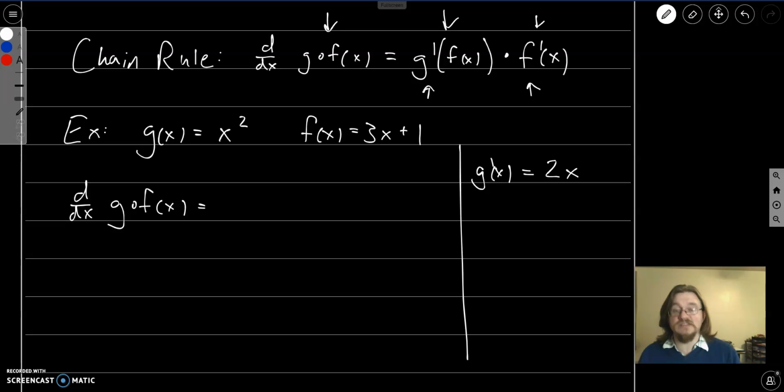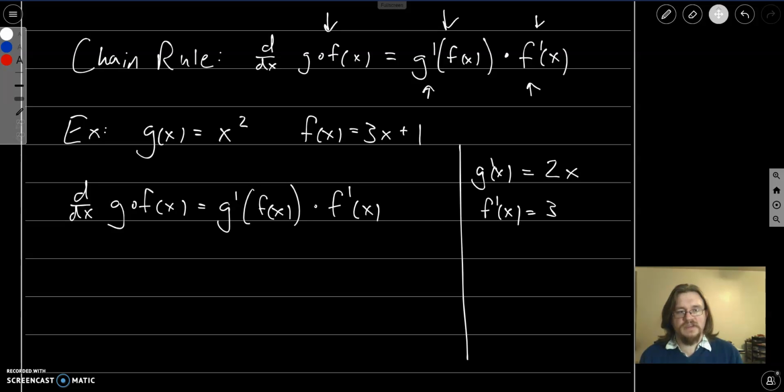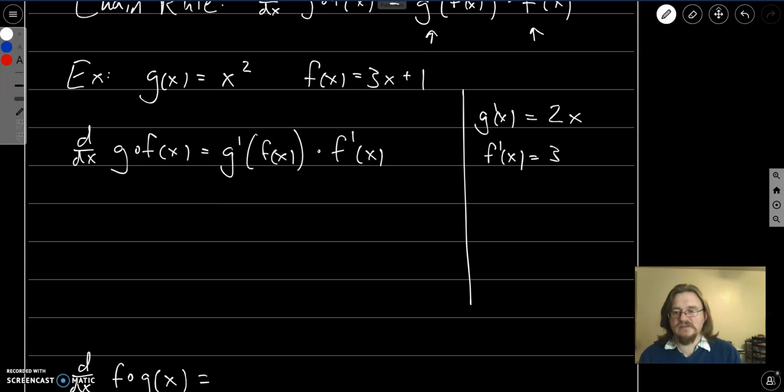So the derivative of g is pretty simple. And the derivative of f here, well, the derivative of 3x is just going to be 3. And the derivative of 1, well, that's a constant function, so that's going to be 0. So here are two of our ingredients to go into our chain rule. So this derivative is again going to be the derivative of g with f of x plugged in times the derivative of f. But we know all of these guys.